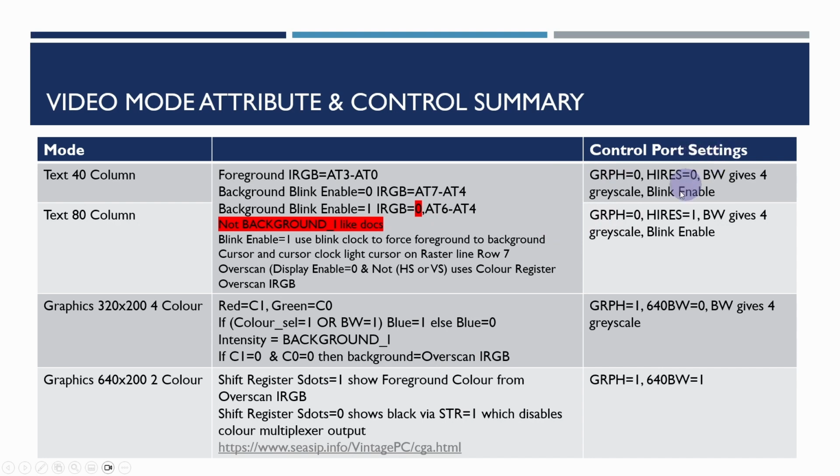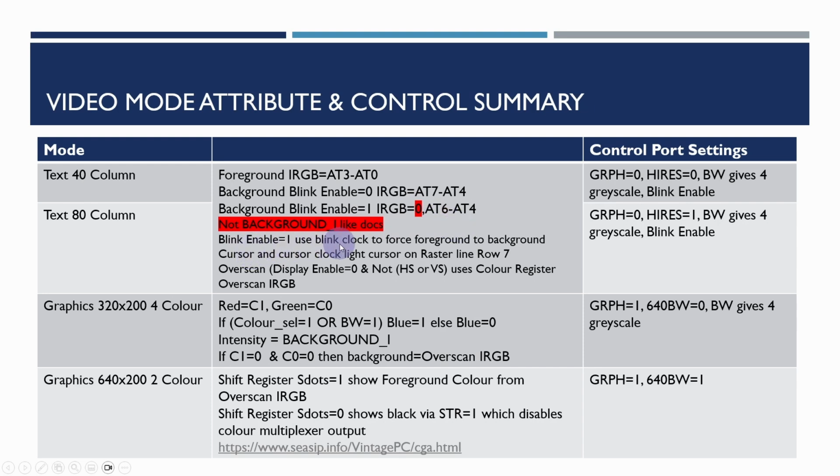So we have the control port settings over here. Graph equals 0 is text, graph equals 1 is graphics, high res 0 is 40 column, high res 1 is 80 column. If we have BW set to 1, then it will do a grayscale output, suppresses color. We see here that we've got the foreground colors from the lower 4 bits, the background colors from the top 4 bits if blinking is disabled. If blinking is enabled, then we use attribute 7 for the blink flag, and note that bit 0, the top bit there, is 0 and it's not background intensity like the docs mention.